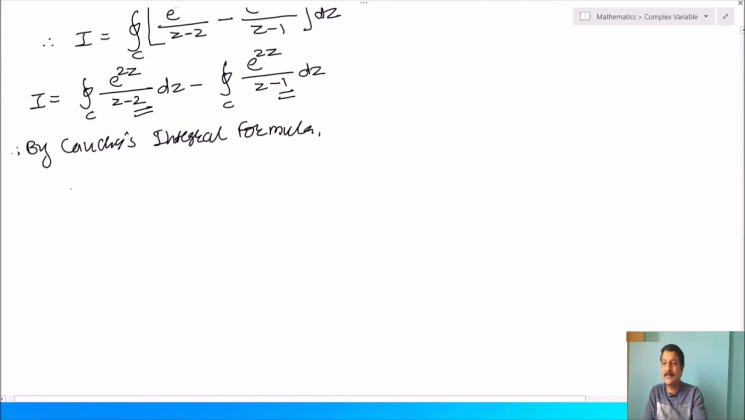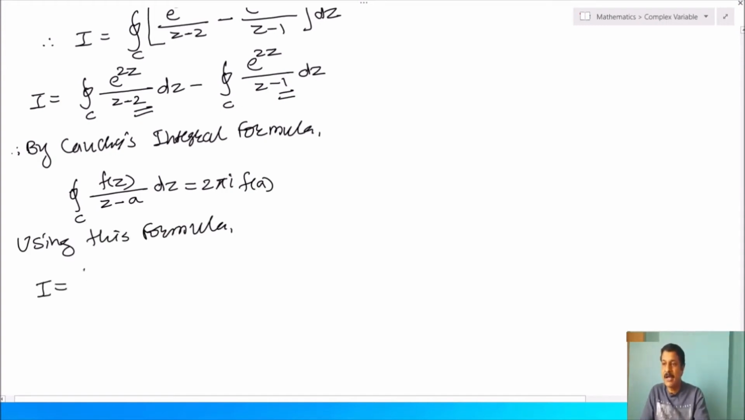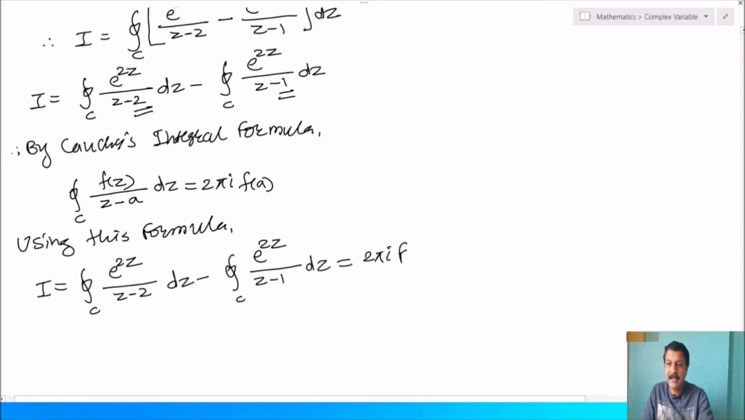Therefore, by Cauchy's integral formula, as we know, integration over c f of z upon (z minus a) dz equals 2 pi i into f of a. Using this formula, I equals integration over c e raised to 2z upon (z minus 2) dz minus integration over c e raised to 2z upon (z minus 1) dz, equal to 2 pi i f of 2 minus 2 pi i f of 1. Taking 2 pi i common, this is 2 pi i times (f of 2 minus f of 1). So, this is equation number 1.